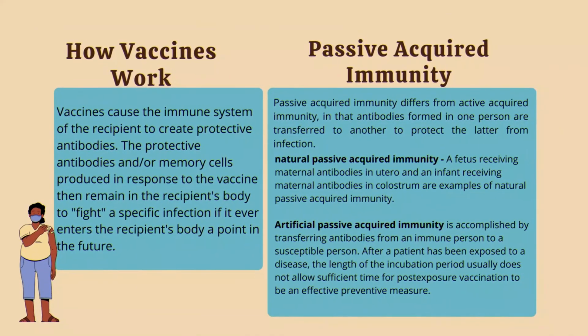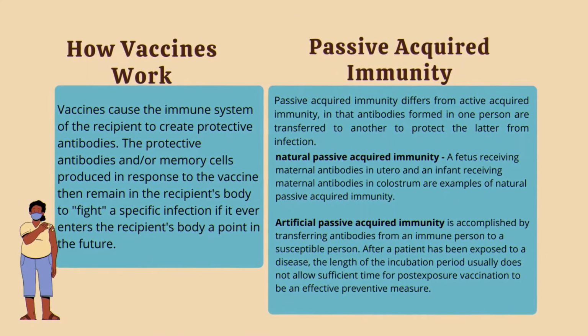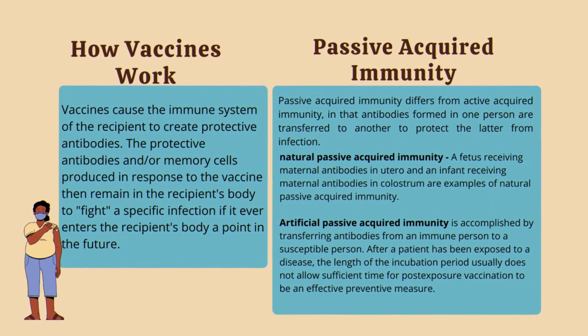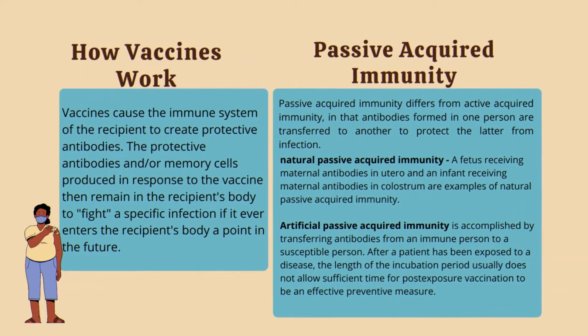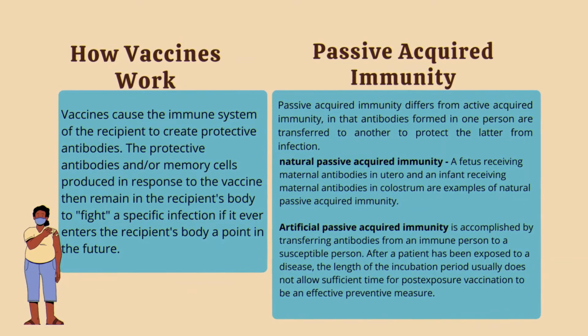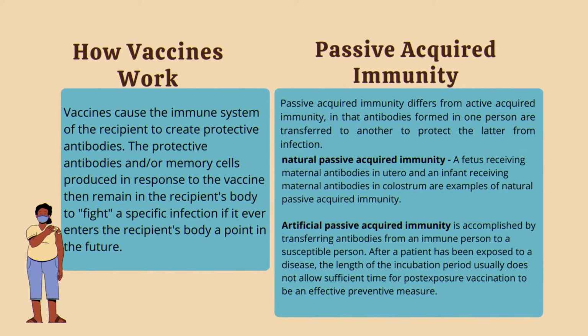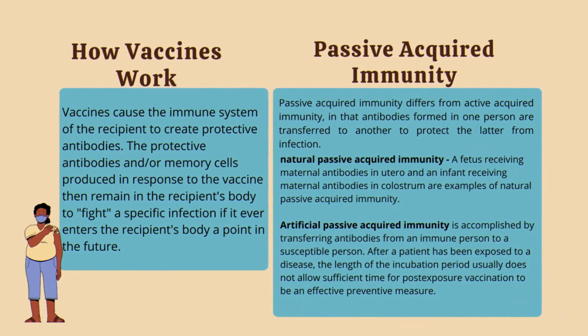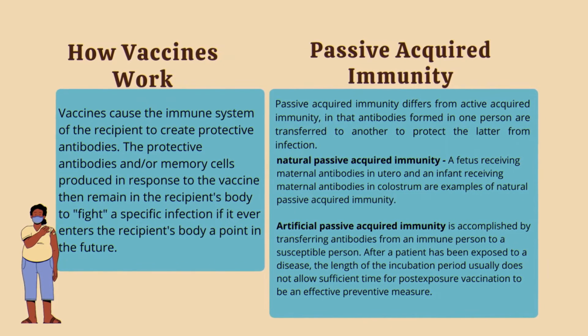How vaccines work. Vaccines cause the immune system of a recipient to create protective antibodies. The protective antibodies and/or memory cells produced in response to the vaccine then remain in the recipient's body to fight a specific infection if it ever enters the recipient's body at a point in the future.